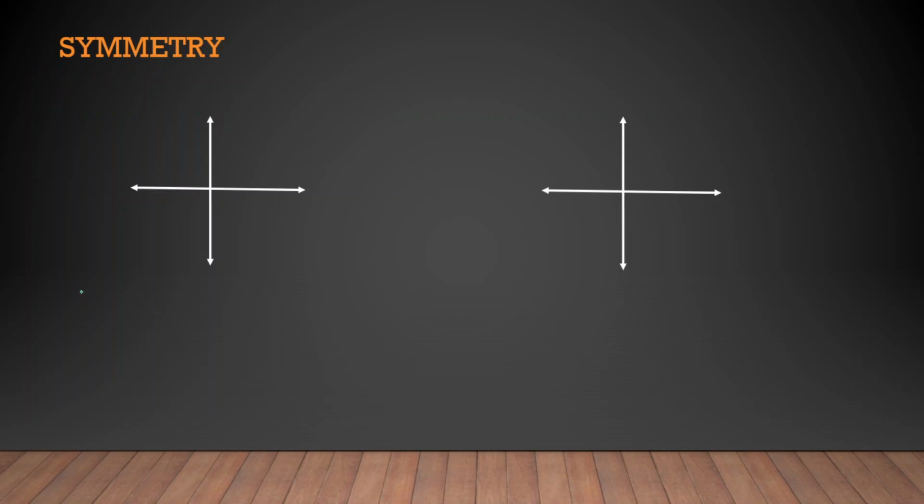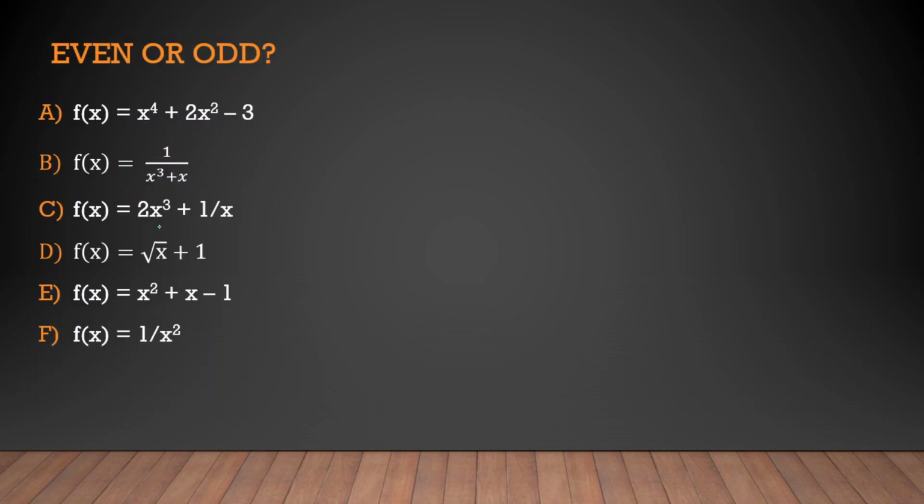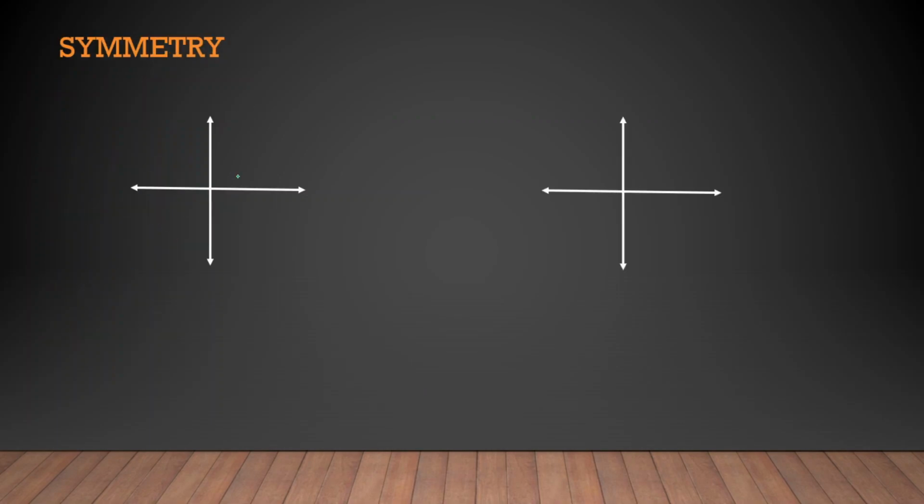Okay, so now what about symmetry? Well, there are really two types of symmetry that we're going to talk about. One would be something that is centered on the y-axis. And this is called even symmetry. Okay, and this means that any point here is going to get flipped to the opposite side of the y-axis.